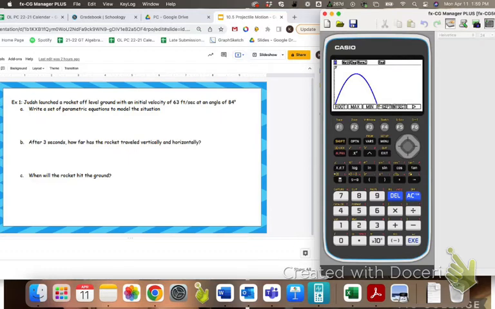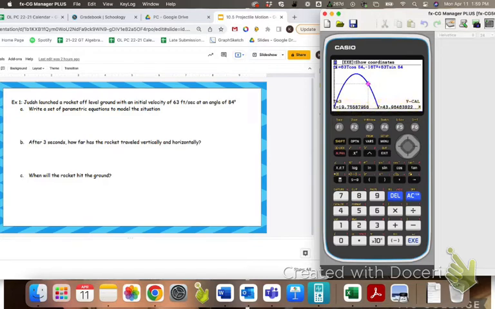What we can still use, if you do F6 and you do Y-Cal, is the only feature we really can still use. But notice it doesn't have you plug in an x, it has you plug in a t value. So what I could do is answer this second question. After 3 seconds, how far has the rocket traveled vertically and horizontally? That means when t equals 3, what's x and what's y? So I'm going to go to my t and plug in 3. Now you'll notice it gives us two things. It gives us an x and it gives us a y.